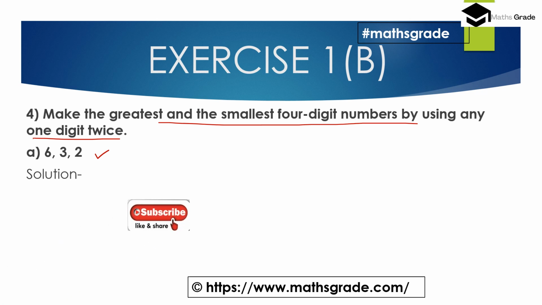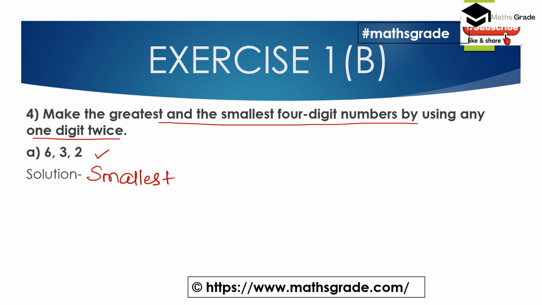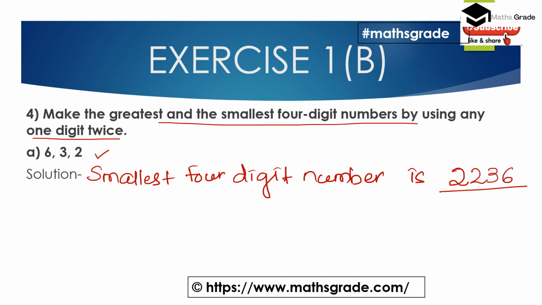So the smallest 4 digit number: the smallest digit is 2. We have to use one digit twice. So if we use the digit 2 two times, then it will be 2, 2, then 3, then 6. This is the smallest 4 digit number, 2236.